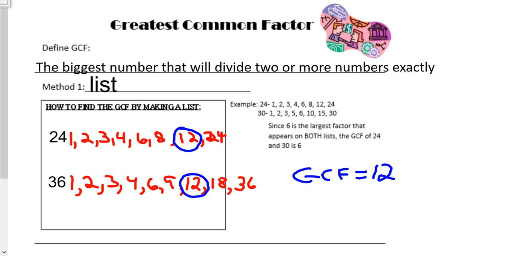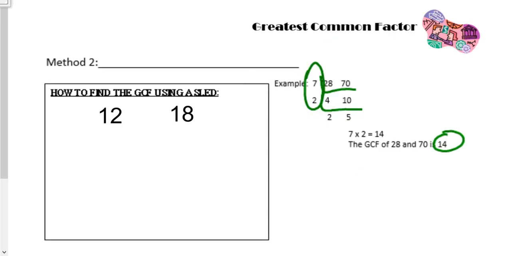The second method is what we call the SLED method. Okay? Or I've heard it called slide. I even had one person tell me it was a ladder because they actually work back up from bottom to top. There's all different names for it, but basically how it works is you have your two numbers here, and you're going to find a factor that will divide both of these.